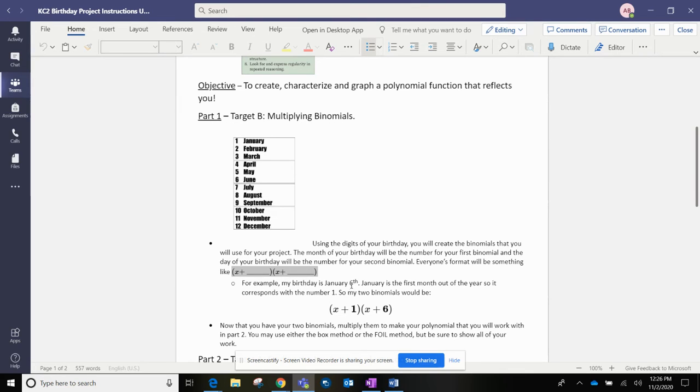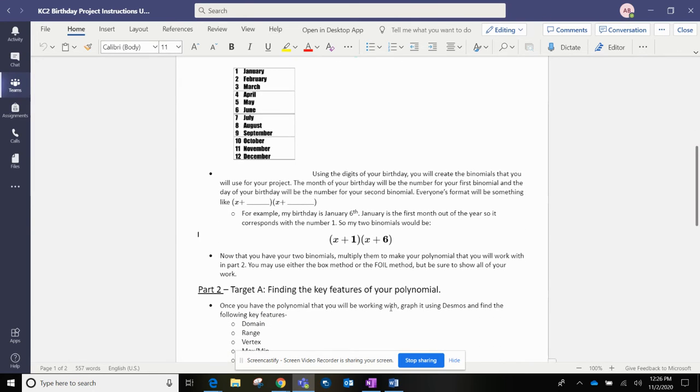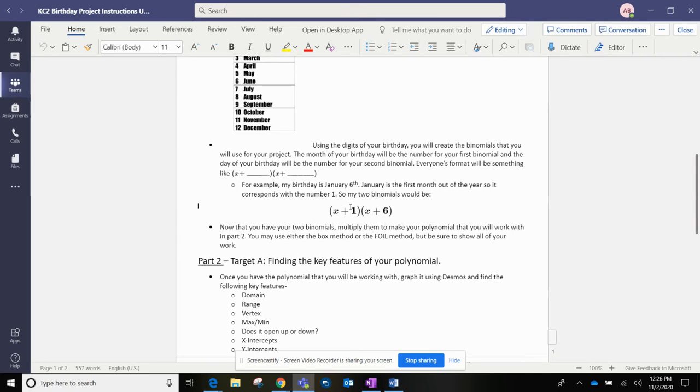So for an example, my birthday is January 6th. January is the first month out of the year, so x plus 1 for the first month, and I give you a reference right here. And then my birth date is the 6th, and so x plus 6. Alrighty. Now that you have these, you're going to multiply them together to get your polynomial. You're going to do all your work on the GoFormative.